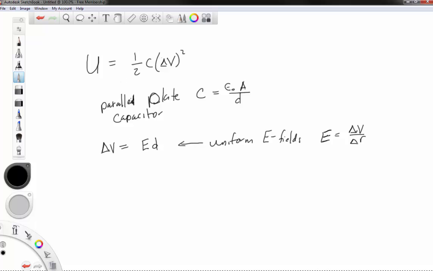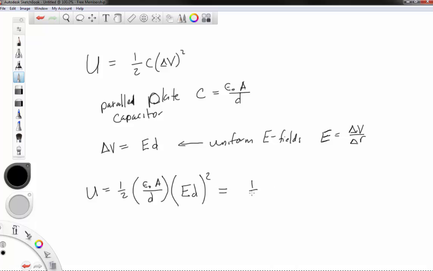So if we substitute these two into the equation above, you end up getting U equals 1/2 of epsilon naught times area divided by distance between the plates, and then that's multiplied by E times D, and those are both squared. So there's going to be some term cancellation. We can rewrite this therefore as 1/2 times epsilon naught times E squared times A times D. So notice that this product, A times D, area times distance for the parallel plate capacitors, is a volume.